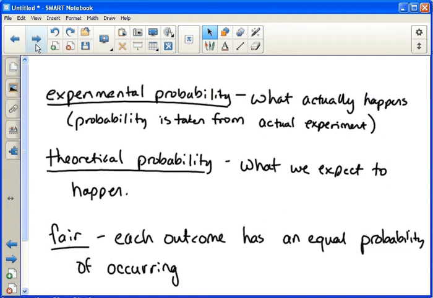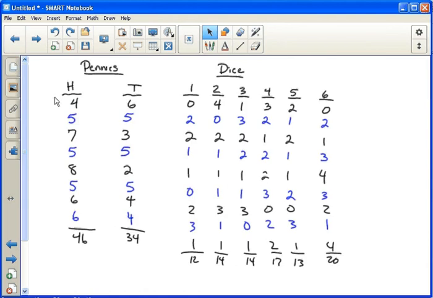Okay, experimental probability is what actually happens. This is probability taken from the actual experiment. So for example, for this person, the probability of getting heads was 4 out of 10, and the probability of tails was 6 out of 10. For this person, it was 5 out of 10 for heads and 5 out of 10 for tails.